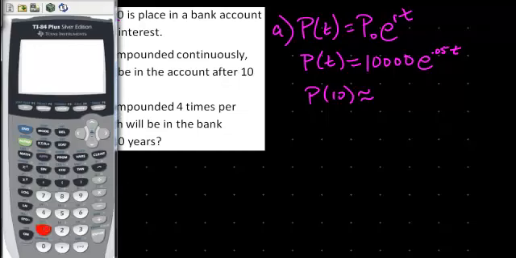So it's going to be 10,000 times e raised to the 0.05, and we're looking for P of 10, so t is going to be 10 times 10. Okay, so that's going to give us about $16,487.21.